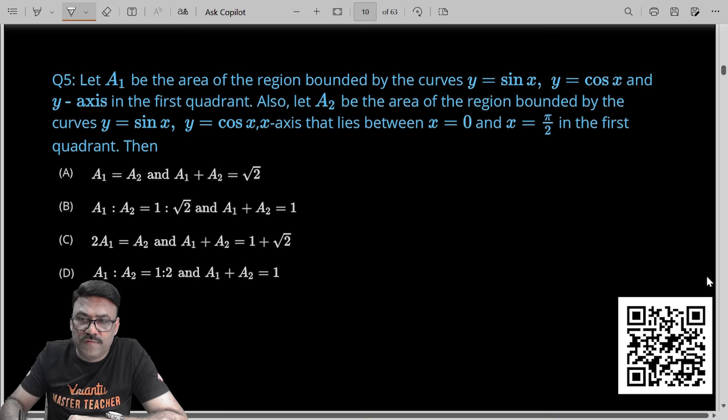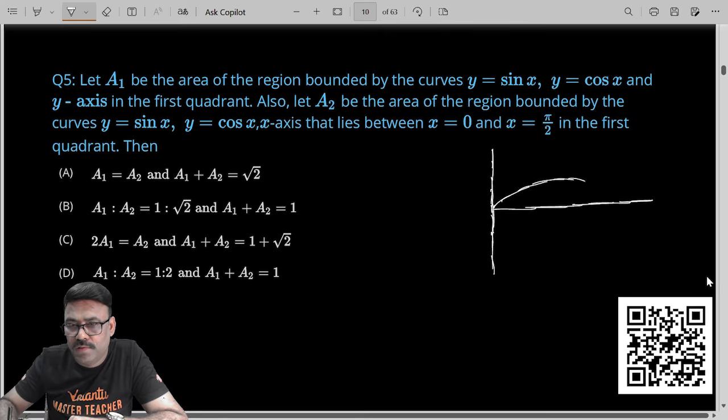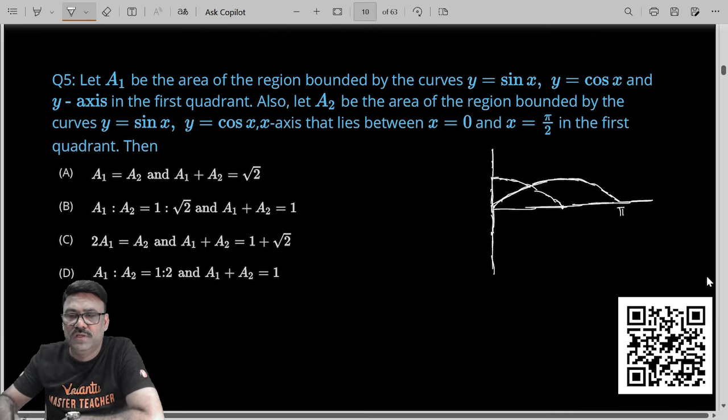If I draw the graph of sin x and cos x, this is the graph of sin x between 0 and pi, and cos x between 0 and pi by 2 is this.